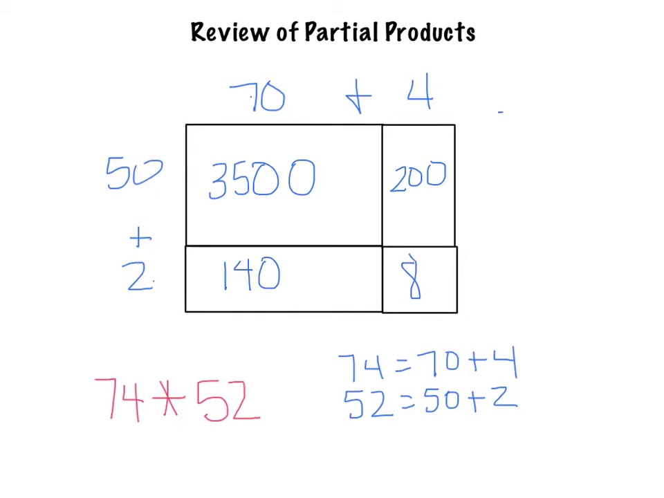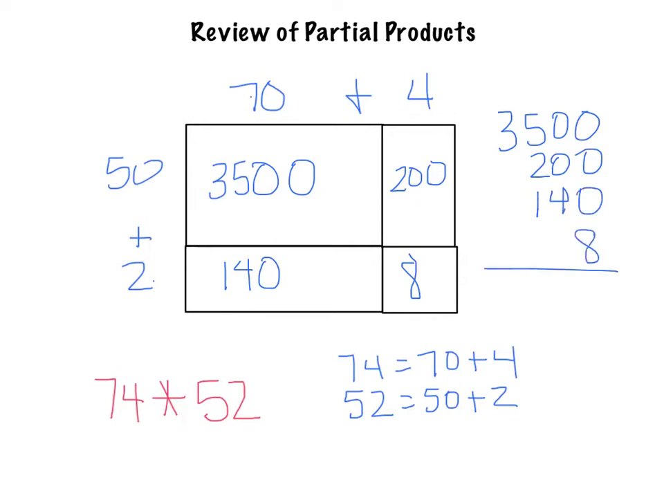Lastly, we'll add together all of those partial products. 3,500 plus 200 plus 140 plus 8. And then that's our final product, 3,848.